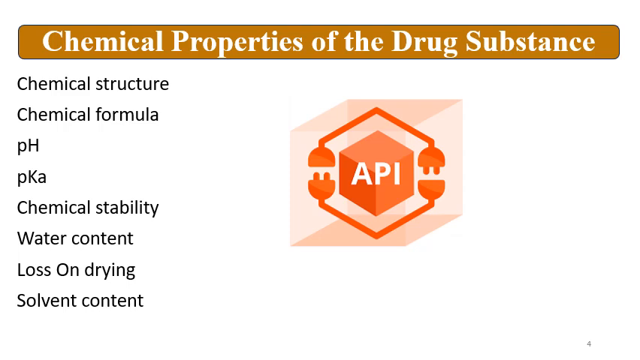Then pKa is important. Chemical stability, whether the molecule is stable or not, and which are the conditions which lead to the degradation of the API. So these are very important.